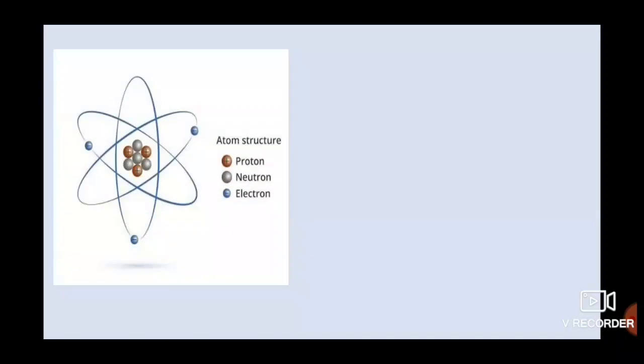We all know that every matter is made up of atoms. Atoms consist of protons, neutrons and electrons. They combine to form molecules. The question is, why do atoms combine? What is the necessity for the atoms to combine with each other?